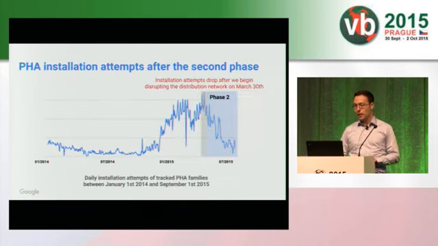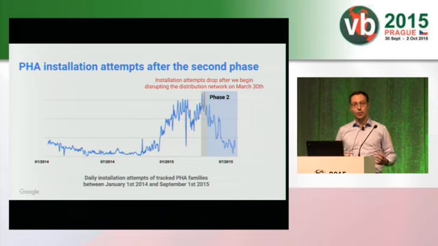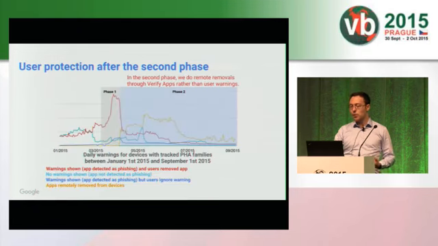And that's what the PHA installation attempts after second phase looked like. We disrupted those hostile downloader distribution network, and we saw a strong drop in number of installation attempts that happened after we removed all those hostile downloaders from devices. And at this point, continuing on from here, we basically saw a very strong reduction of distribution installation attempts.